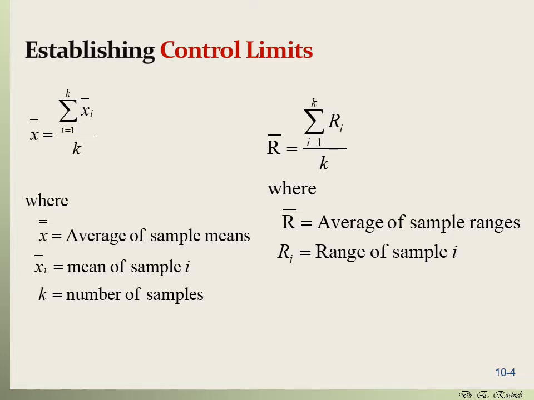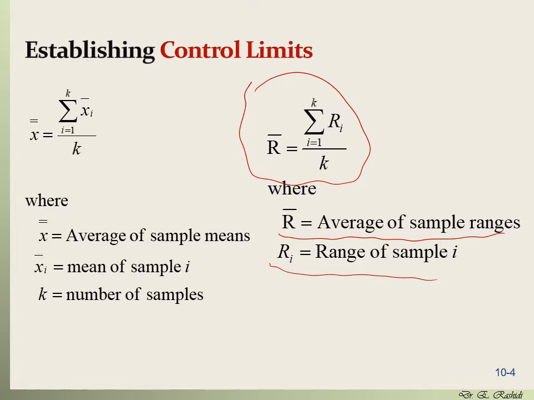For the R bar chart, we're going to find the average of the sample ranges. So R bar here is the average of sample ranges, and Ri is the range of sample i. Suppose that you take k samples. For each sample you find the range, that's the maximum value minus the minimum value. And then out of all these k samples, you find the average of these ranges.